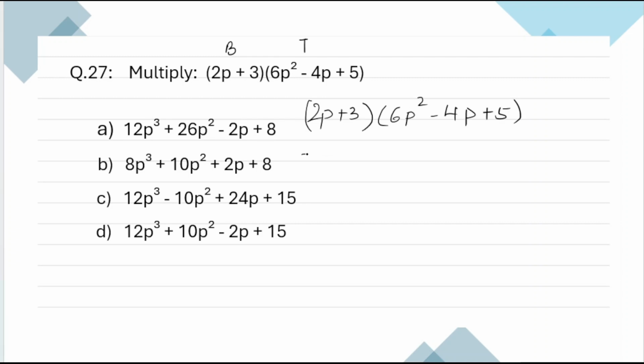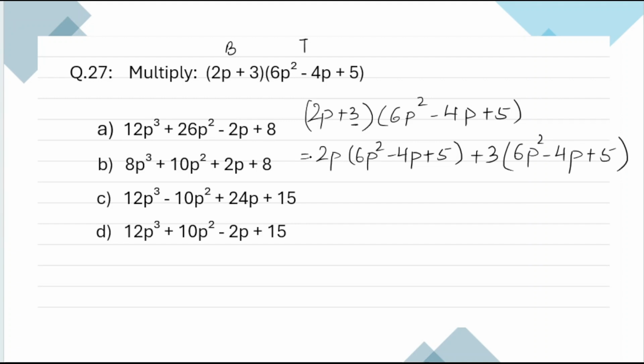Take the first term of the first bracket, multiply it with all the terms of the second bracket. Pick the second term, plus 3, of the first bracket, and multiply it with all the terms of the second bracket. Now, distributive property.